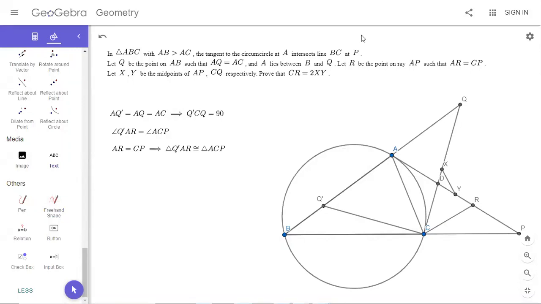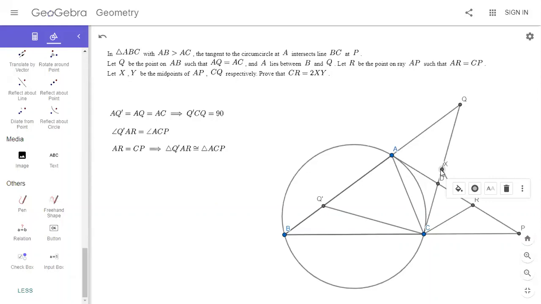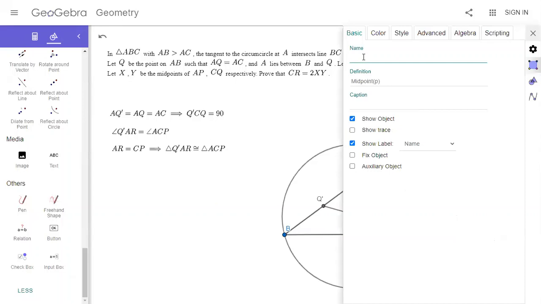Y is the midpoint of DR. Is that obvious? Oh, I actually think I switched X and Y in the problem statement, but I don't even think it matters. I'm just going to switch X and Y back just to match the problem. But yeah, it doesn't matter.